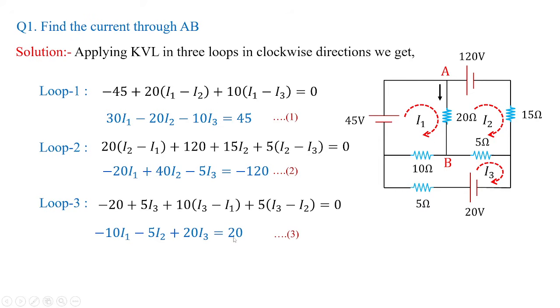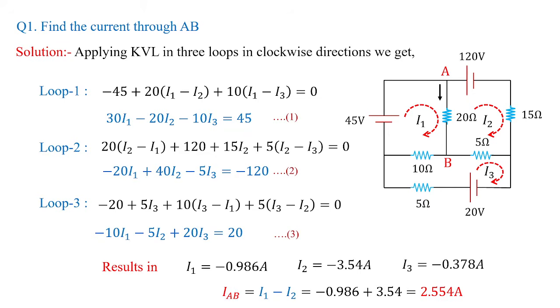Fine. Solving these 3 equations with the help of a calculator, you can get the value of I1 as minus 0.986 amperes, I2 as minus 3.54 amperes, and I3 as minus 0.378 amperes. In fact, IAB, as I told you, is I1 minus I2, and you have I1 as a minus value and I2 as a minus value. So I1 minus I2 will give you I1 minus of minus I2, whose value is 2.554 amperes. So these kinds of problems we have already solved in our previous classes.